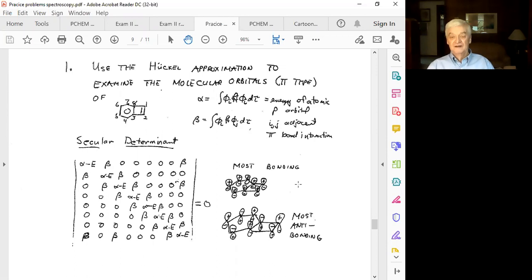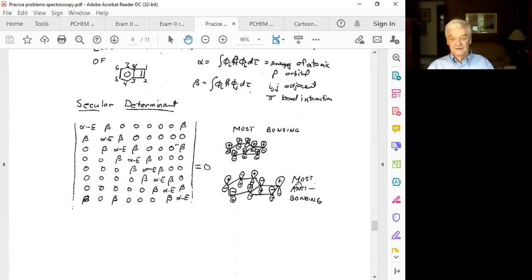So you're not being asked in this course to generate what the orbitals are like, but if someone shows you an orbital, you should be able to tell whether it's bonding, anti-bonding, non-bonding, or such.